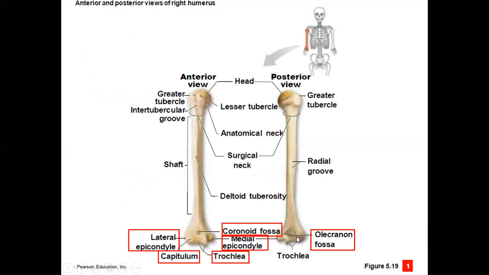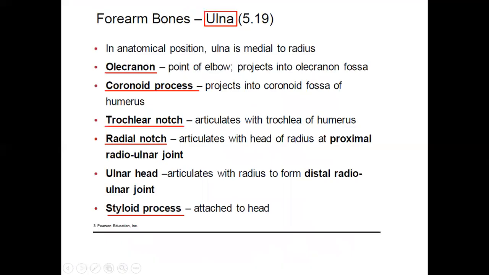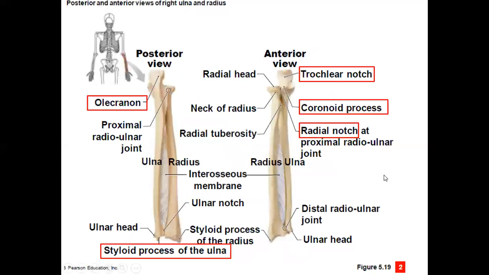And on the back side, there's a big, huge fossa called the olecranon fossa. And we'll talk about why this is called the olecranon fossa shortly. Actually right now, the ulna is your forearm bone. The olecranon is the point of the elbow that projects into the olecranon fossa. So there's the ulna. I'm going to skip to the next here. Can you see the ulna?